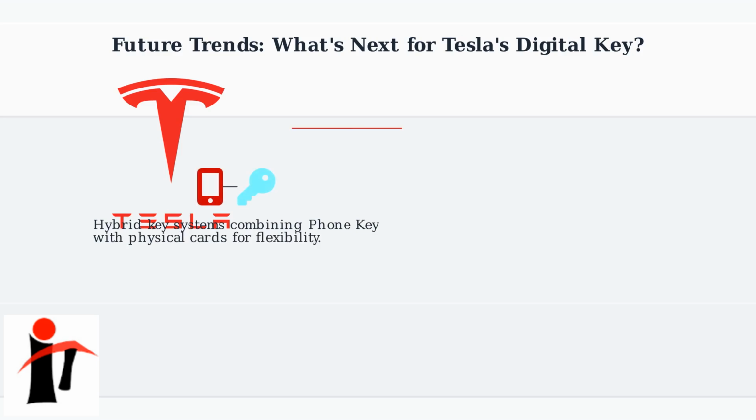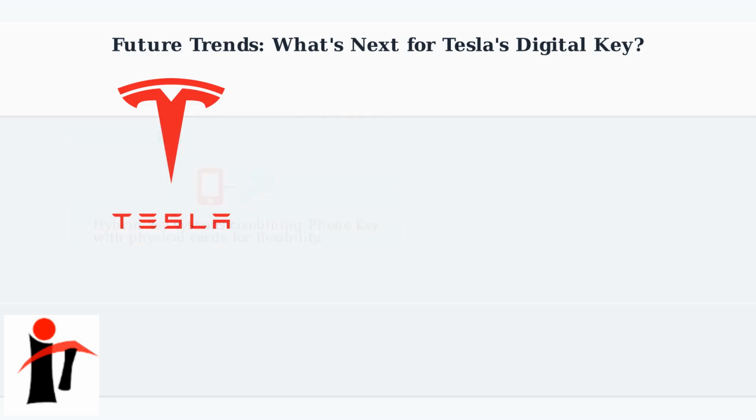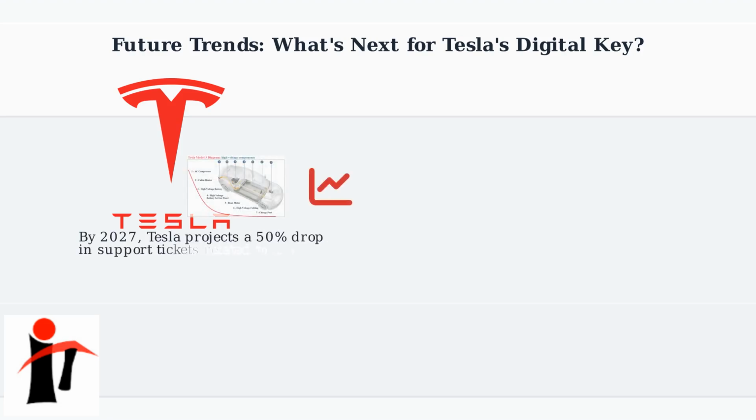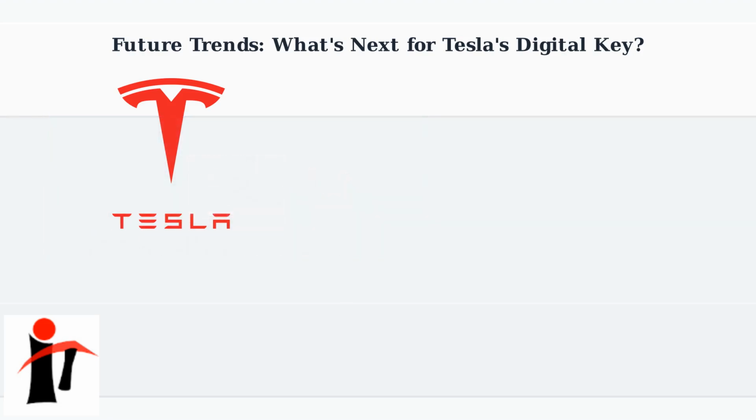AI integration could enable predictive fixes, automatically resolving potential issues before they affect users and improve overall system reliability. Hybrid key systems are becoming more common, where phone key complements traditional physical cards, providing users with flexible access options. By 2027, Tesla projects a 50% drop in support tickets related to digital key issues, reflecting the success of these technological advancements.